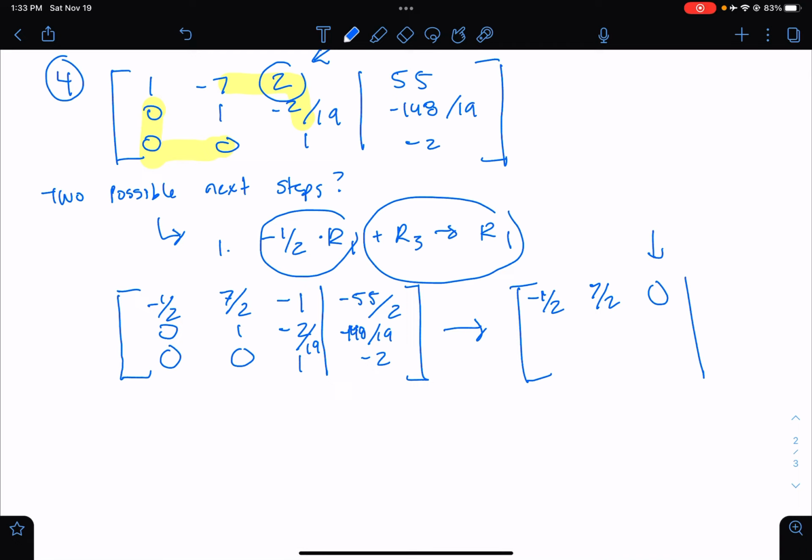And then negative 2 plus negative 55 over 2. That's the same as saying negative 4 over 2 plus negative 55 over 2, which is negative 59 over 2. So this would be negative 59 over 2. And then everything else stays the same.